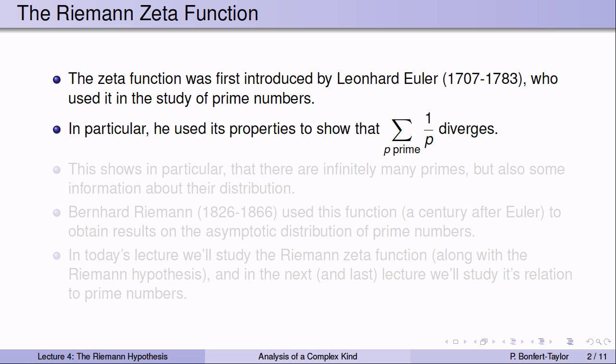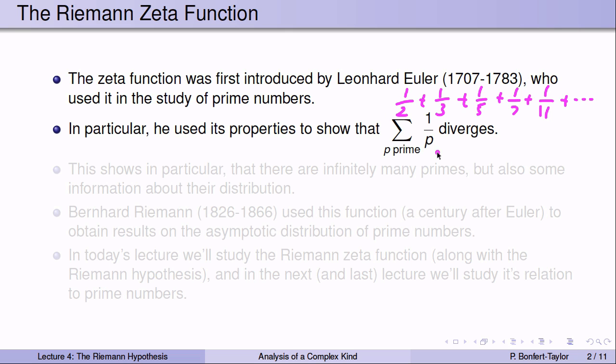In particular, Euler used the properties of the zeta function to show that if you take 1 over every prime number and add up all these numbers, so that will be 1/2 because 2 is a prime, plus 1/3 because 3 is a prime, plus 1/5 because 5 is prime, plus 1/7, plus 1/11, and so forth, he used the properties of the zeta function to show that this sum diverges.